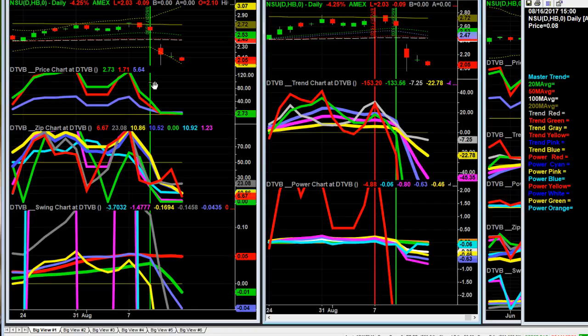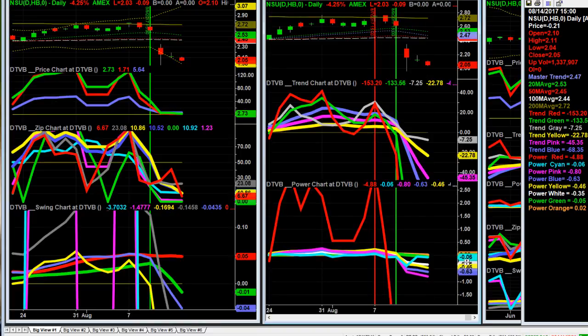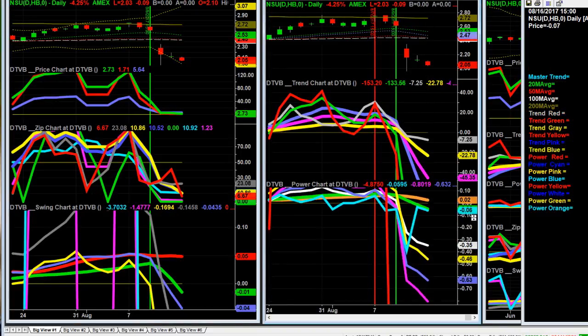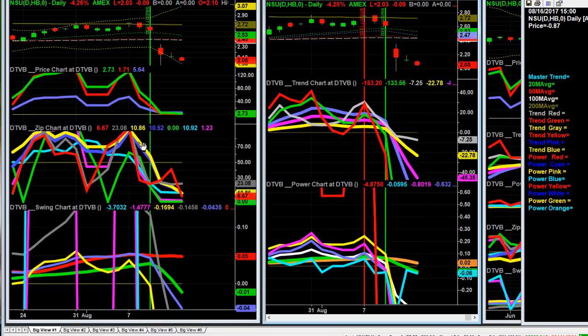If you look at the vertical green line here, we have price green highest, and everything's going down. But we also have trend yellow, excuse me. We also have zip yellow highest and going down, with power yellow highest and going down on the vertical green line day. And this is the yellow twins pattern. When those two are both highest and both going down, we're in a downtrend.